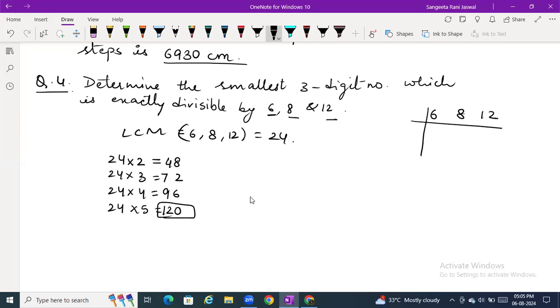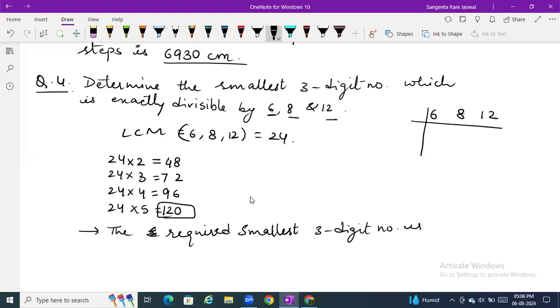Yes, ma'am. You got it? That means 120 is the smallest three-digit number which is exactly divisible by 6, 8, and 12. Okay, so let's write the concluding statement. The required smallest three-digit number is 120. I hope you understood this.